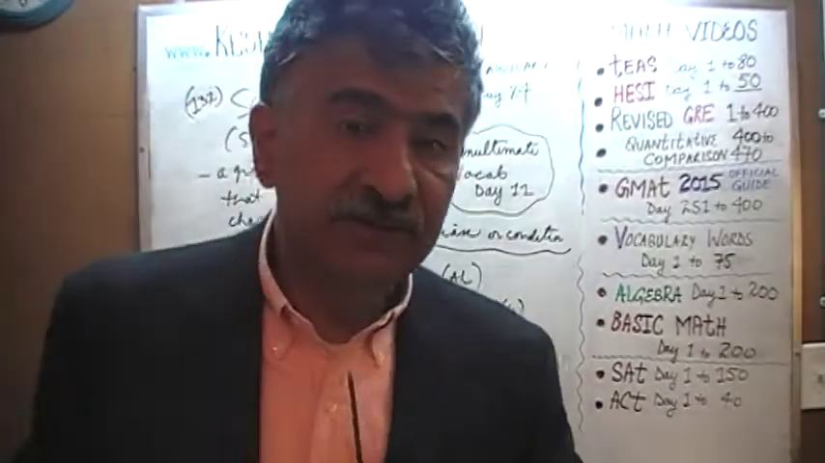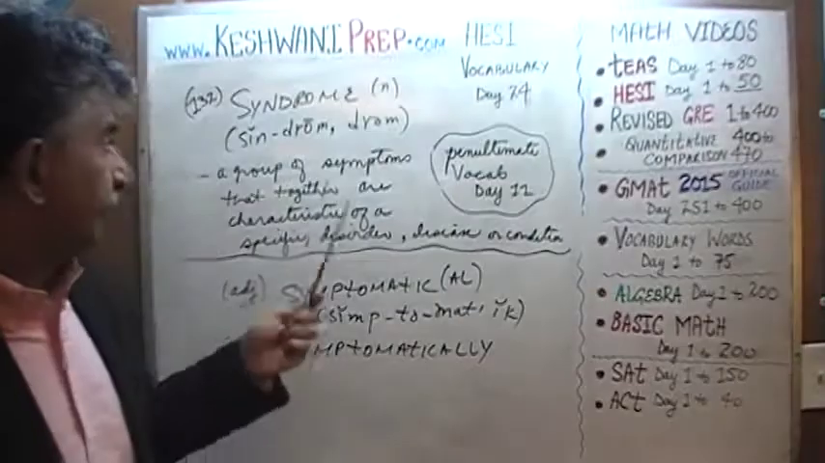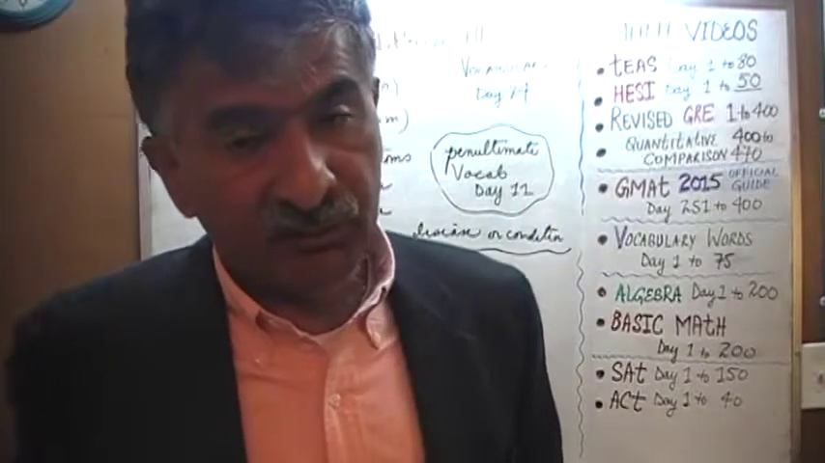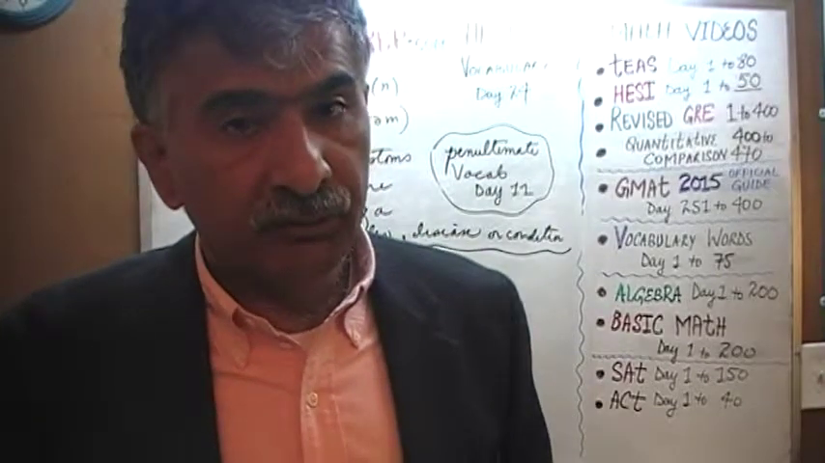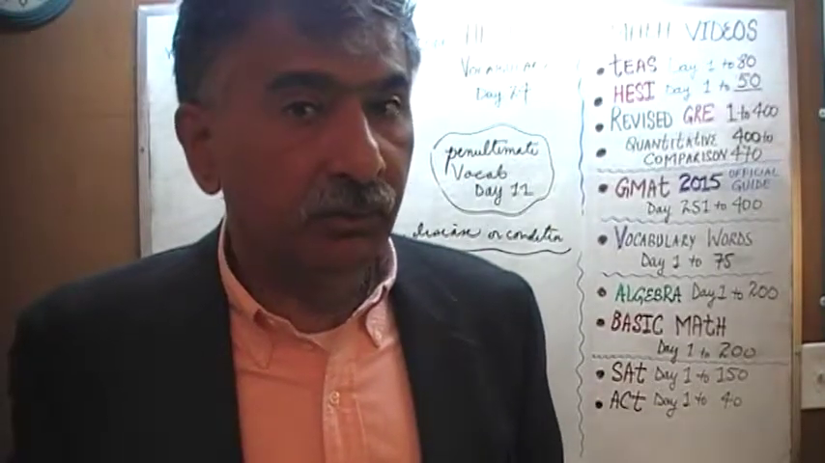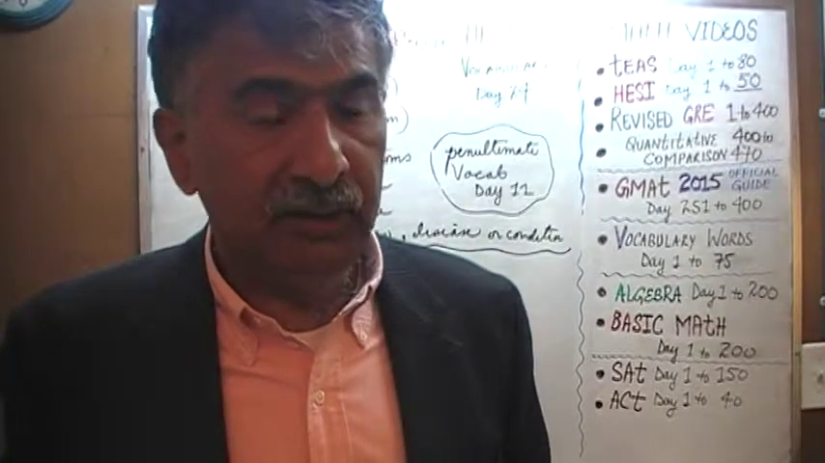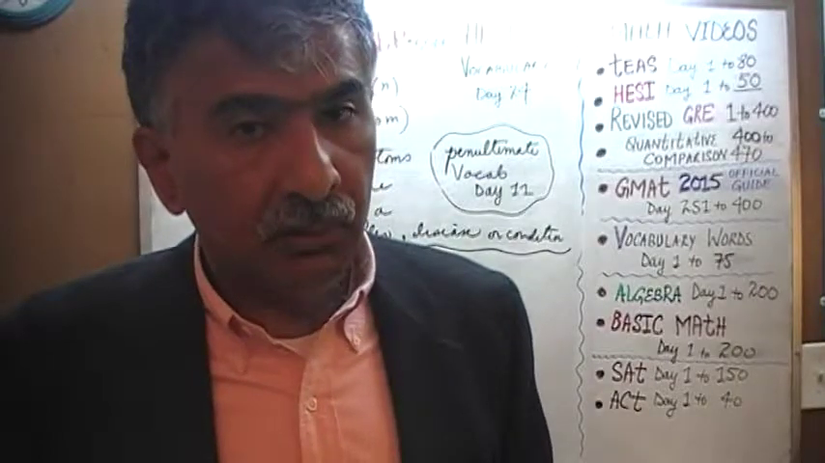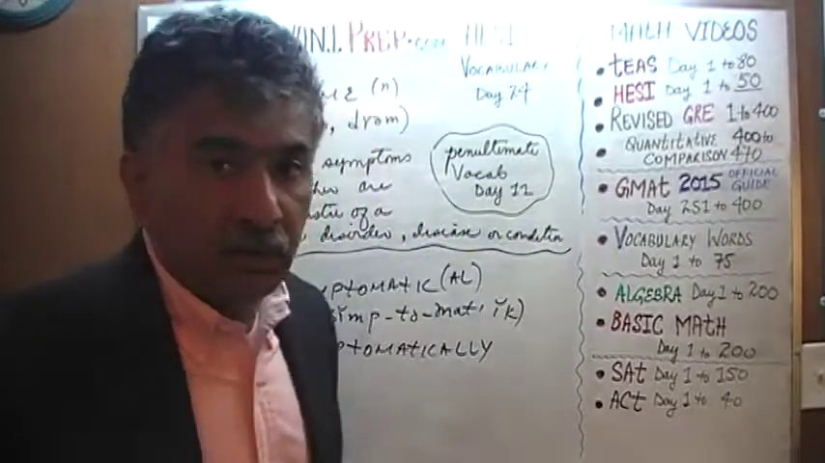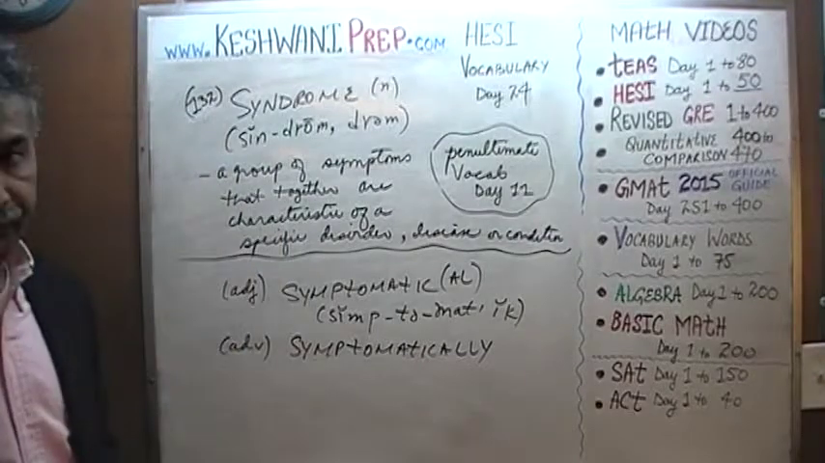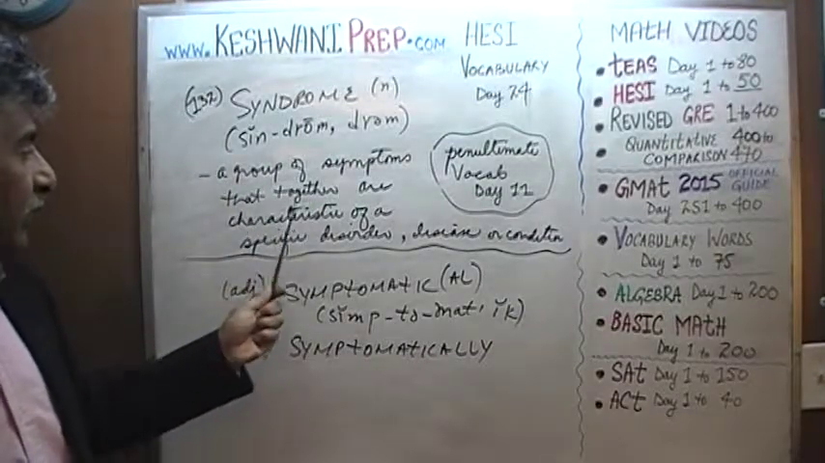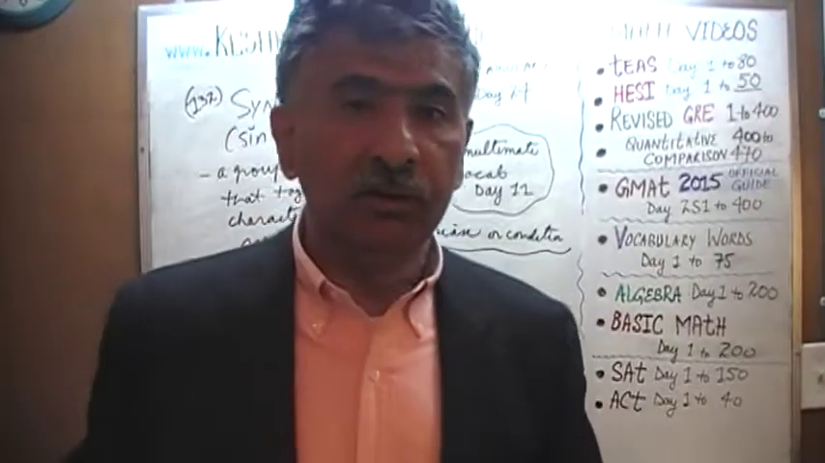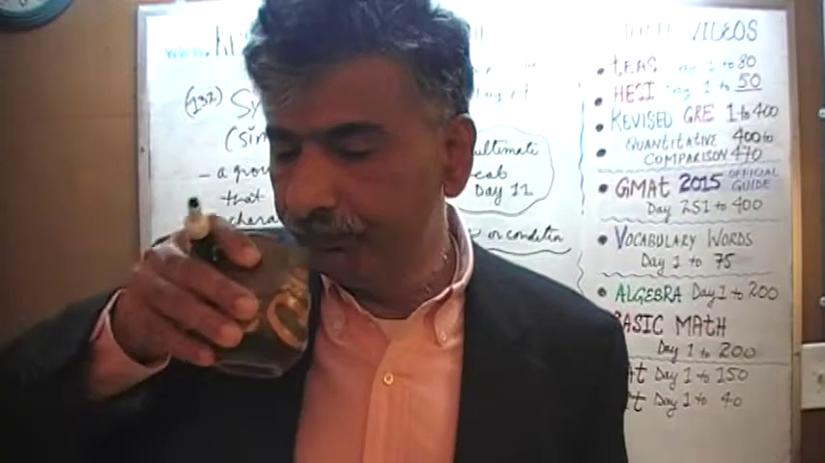So what's the difference between a symptom and a syndrome? A syndrome is, as I said, a group of symptoms. It's not just one symptom, not just one piece of evidence. I don't just have a runny nose. I have a runny nose, itchy eyes, my throat is hurting, I have a fever. All of these four symptoms put together are referred to as a syndrome. It's a group of symptoms that, when you have them together, indicate a certain disease, disorder, or problem.